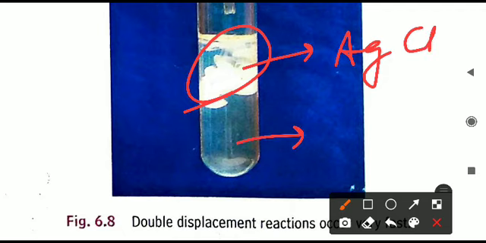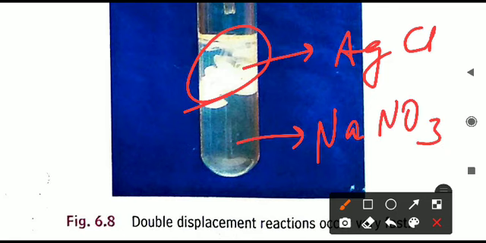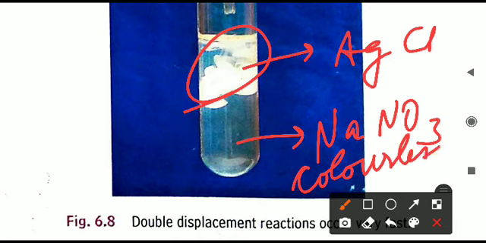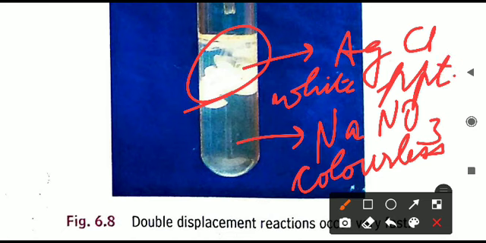Downside, a colorless solution is there. It looks like water, but it is not water. It is NaNO3 that is produced downside. It is colorless, no color is there. Silver chloride is a white colored solid, a white precipitate is produced.